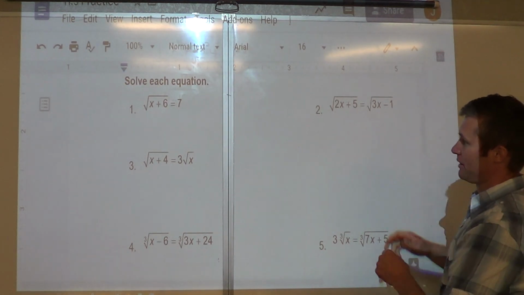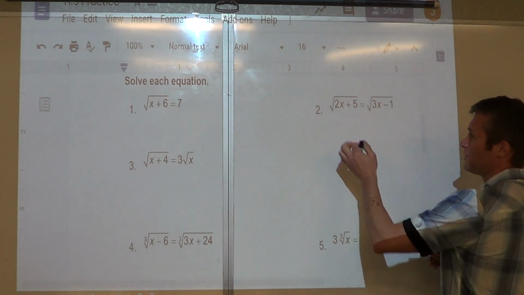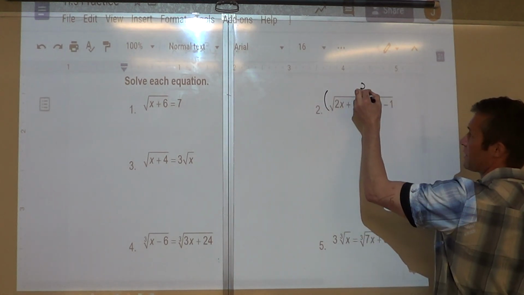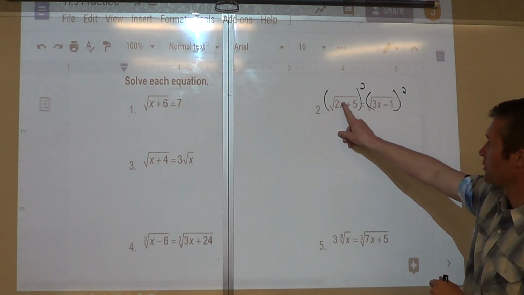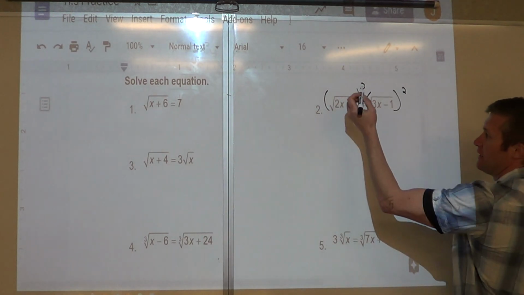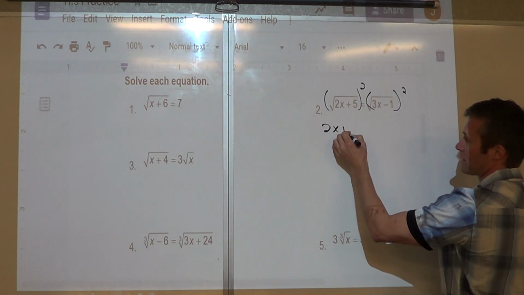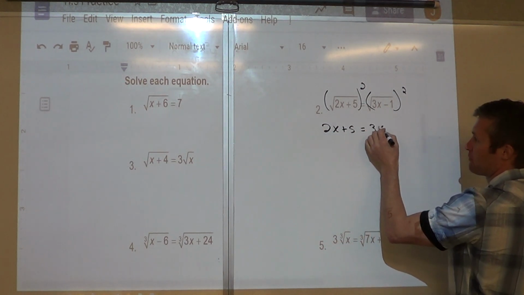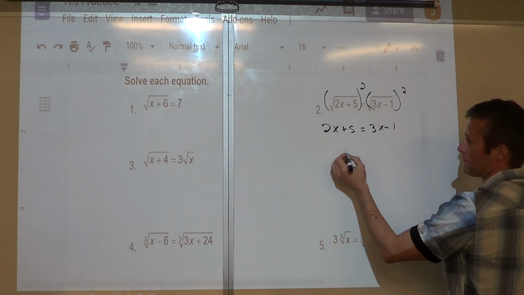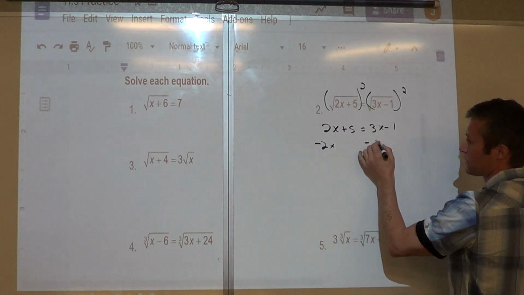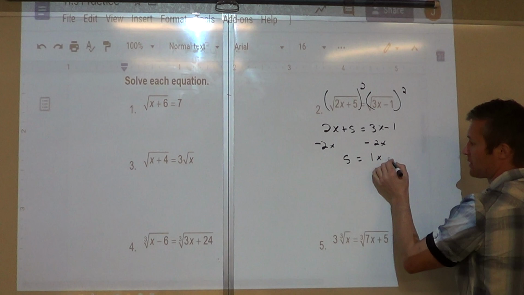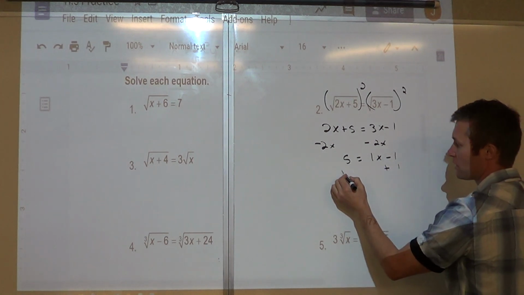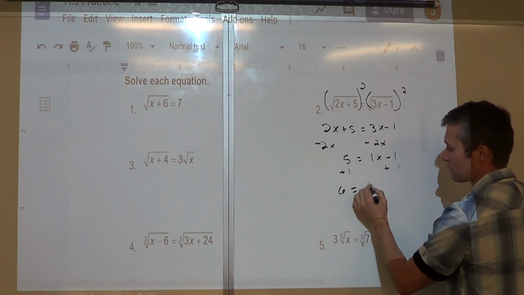First of all, number 2. When you go through and you square these, anytime I have a square root, it's a root of 2, to get rid of it, I'm going to square it, which falls off. It'd just be 2x plus 5 equals 3x minus 1. And then we can solve from there. Subtract 2x, subtract 2x, so 5 equals 1x minus 1. Then add 1 to it, and so 6 equals x.